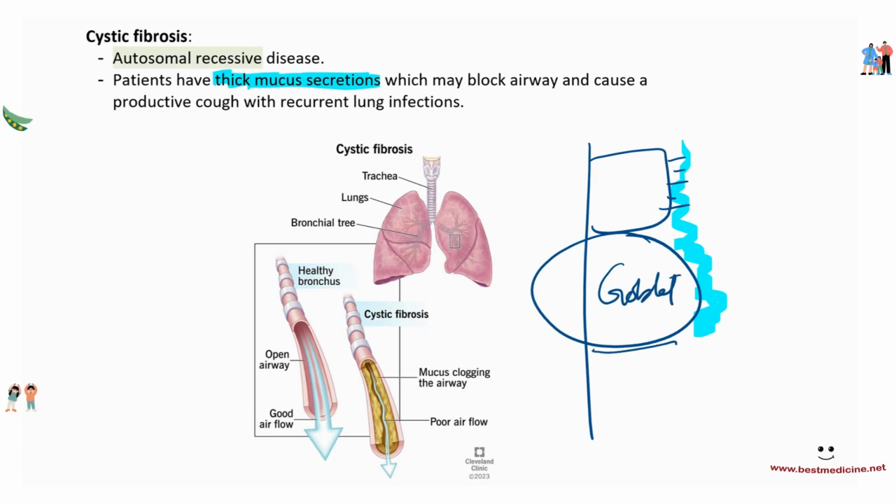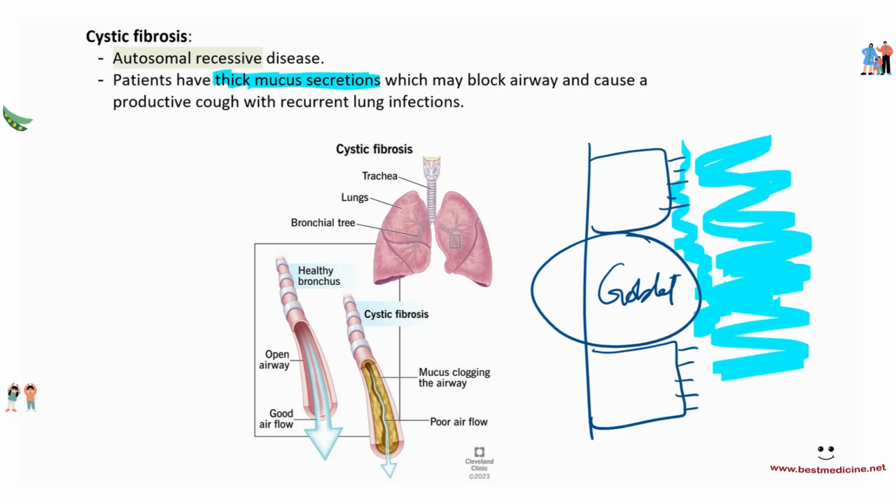So in this disease, what happens is that you have a very thick secretion of this mucus, very thick mucus being produced here, and it is very difficult to be removed, which means that the airway gets blocked and all of this junk sort of accumulates here because it's not being removed.